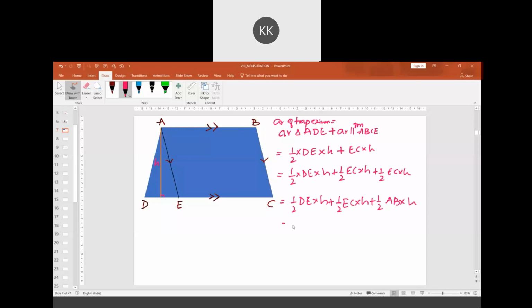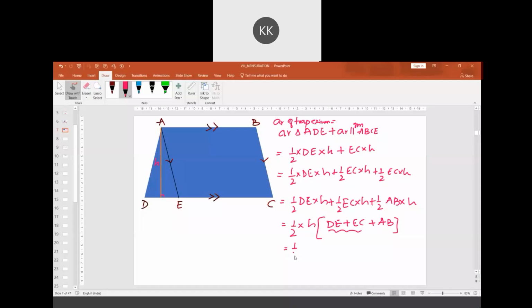Now we have half H common. DE should be added to EC, then they should be added to AB. The sum of DE plus EC will give us CD. Half into H into CD plus AB. So it's the same formula, half into height multiplied by sum of the parallel sides.